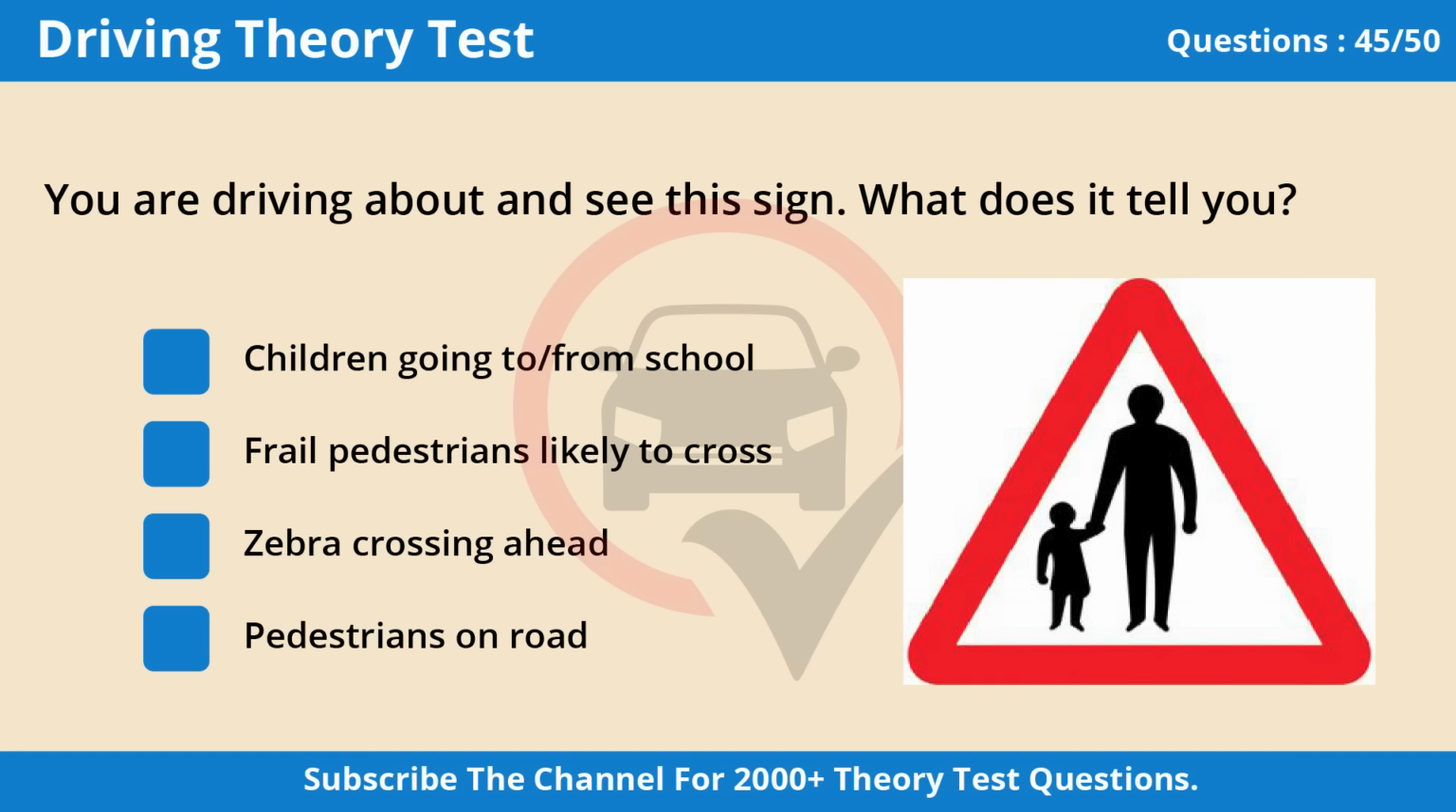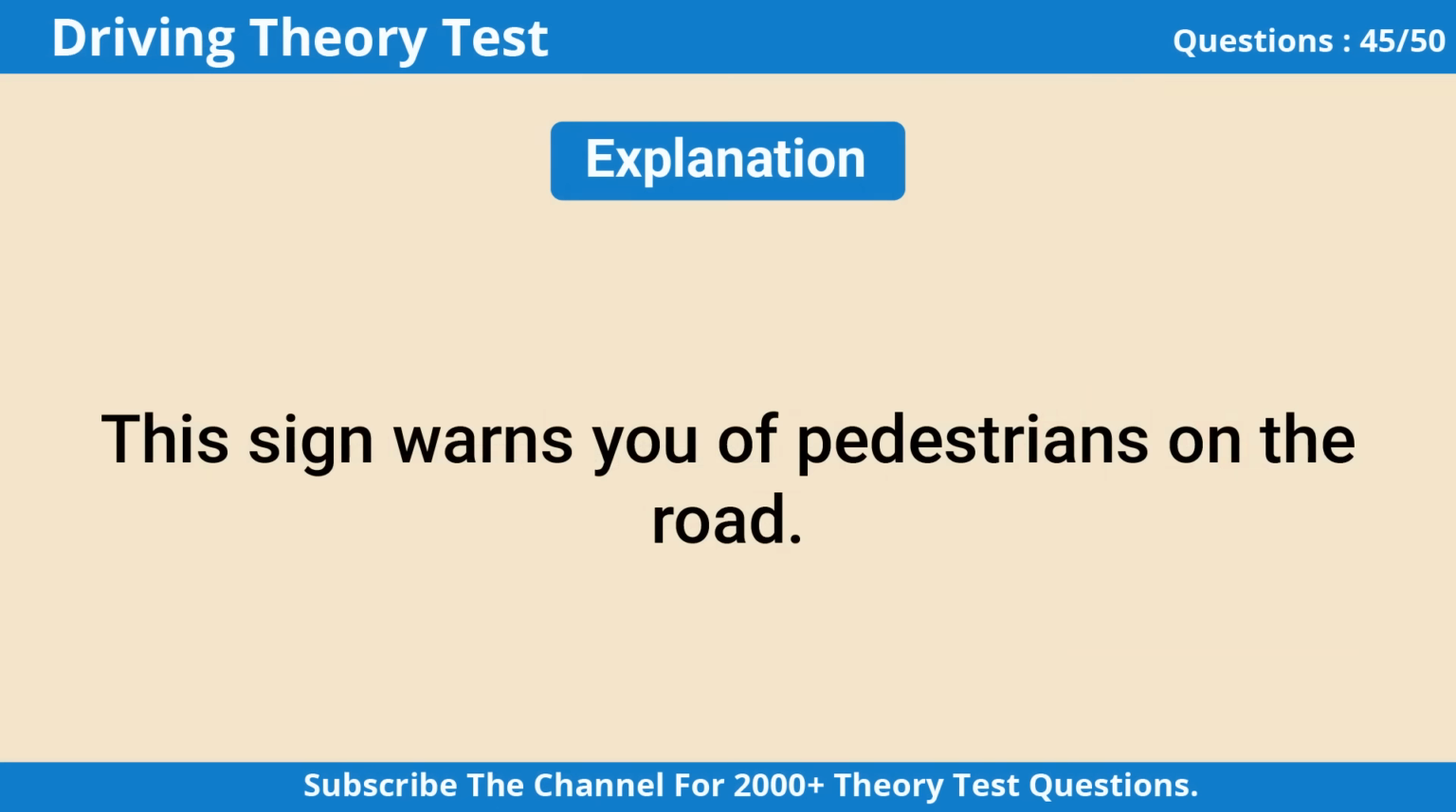Question 45. You are driving and see this sign. What does it tell you? A. Children going to or from school. B. Frail pedestrians likely to cross. C. Zebra crossing ahead. D. Pedestrians on road. D. Pedestrians on road. This sign warns you of pedestrians on the road.